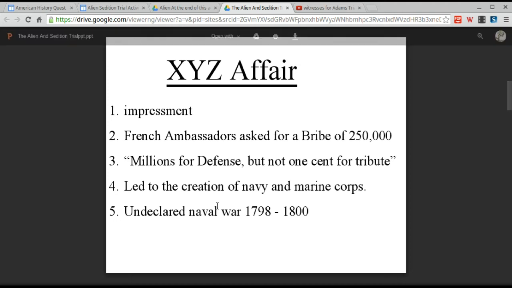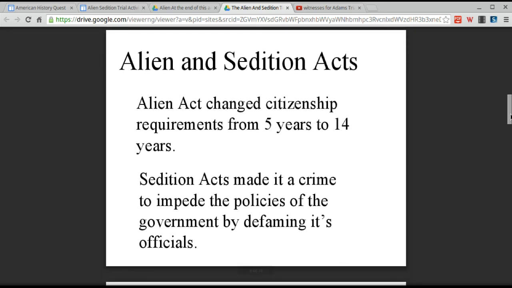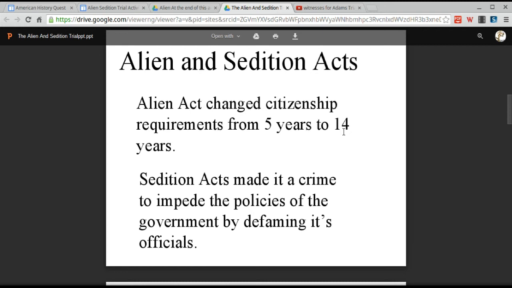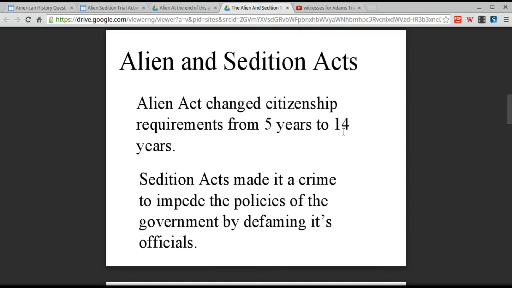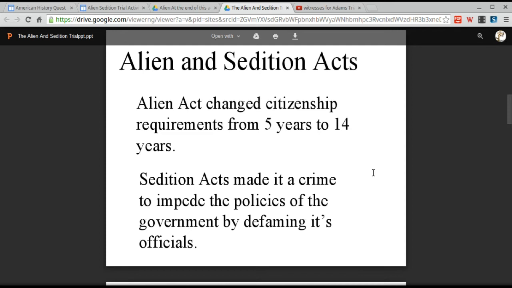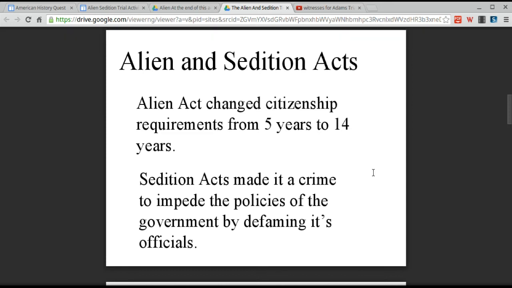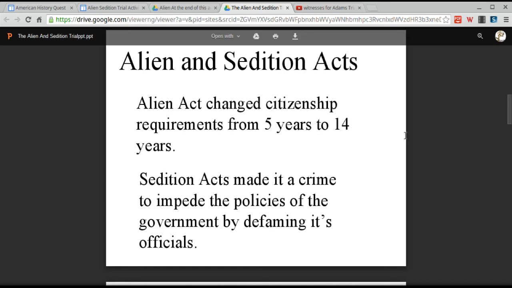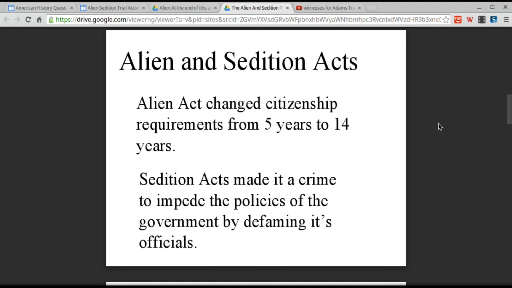So even though, and here's the other thing about this and the trial, the undeclared naval war was fairly popular, you're never going to have a unanimous opinion on things. And there were critics. And to deal with these critics, John Adams passed the Alien and Sedition Acts. The Alien Acts involved new immigrants, and John Adams argued that these new immigrants needed to be in America longer before they can become citizens. Additionally, John Adams passed the Sedition Act, which made it a crime to impede the policies of the government or defame the officials. John Adams was called awful things by men like James Callender, and as you can imagine, he didn't like it very much.